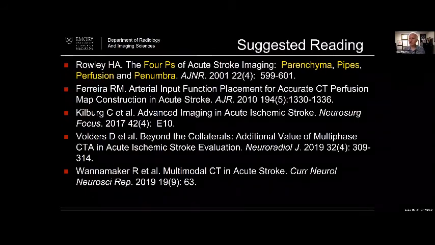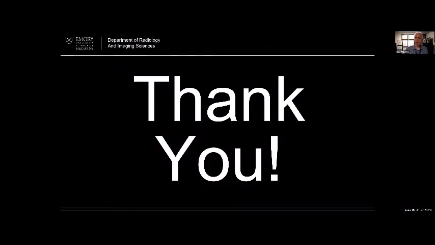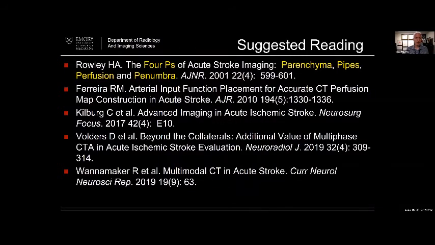So as promised, some suggested reading. One in particular, Howard's classic, the 4 Ps: parenchyma, pipes, perfusion, and penumbra. It's a classic. And then there are a few other ones that I found in a recent literature search that I thought you might find interesting to look at. I think I'm about on time, so thank you very much for your time and attention. I'm going to leave it on that for just a moment in case you want to look up any of those, and I will stop here and try to answer questions.